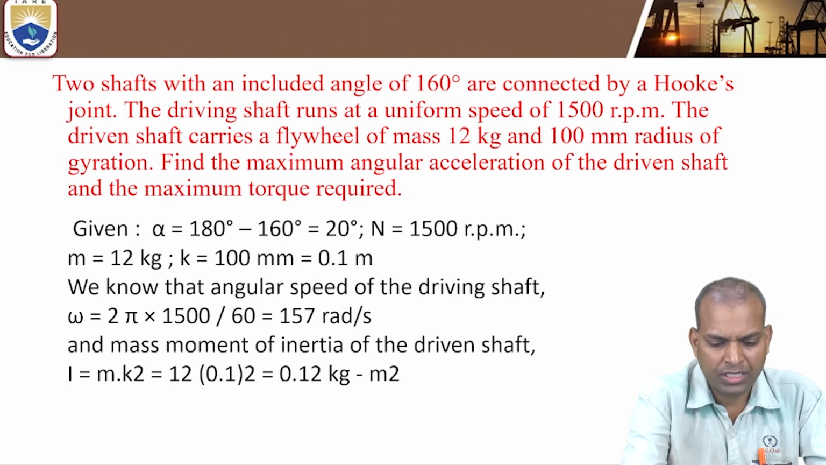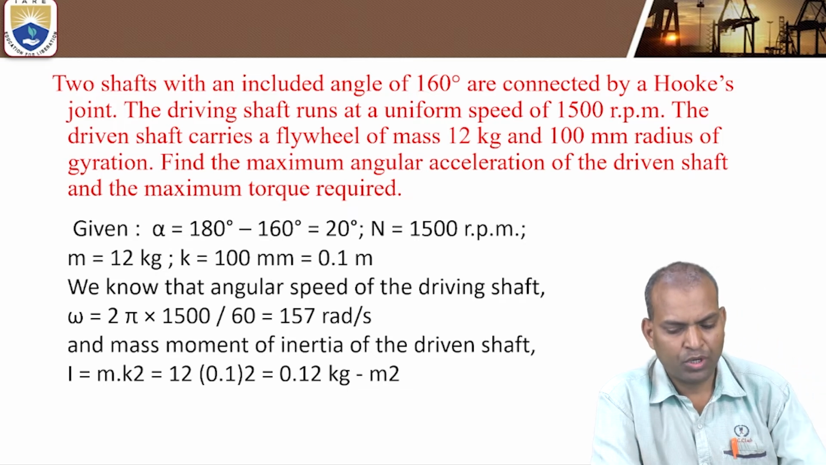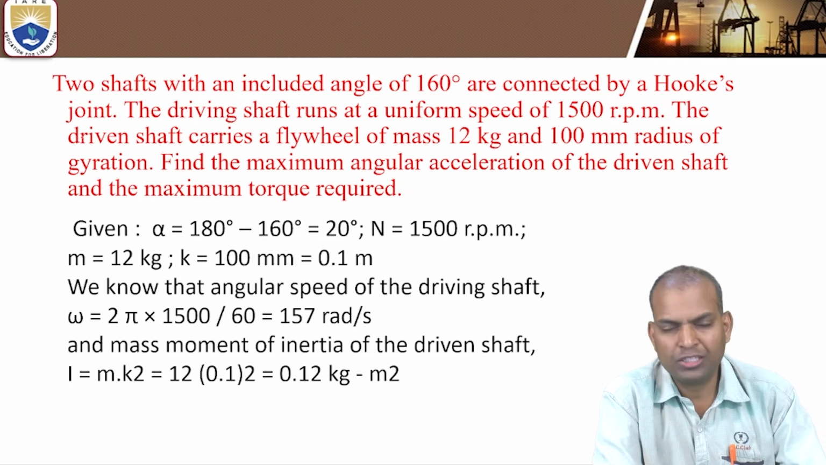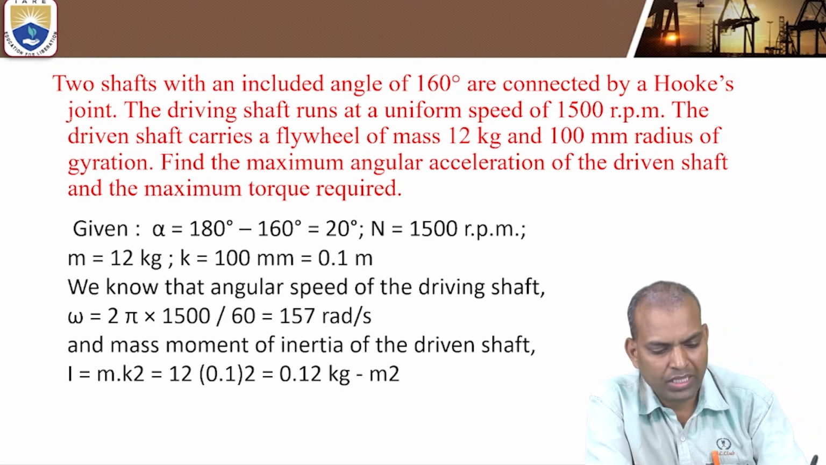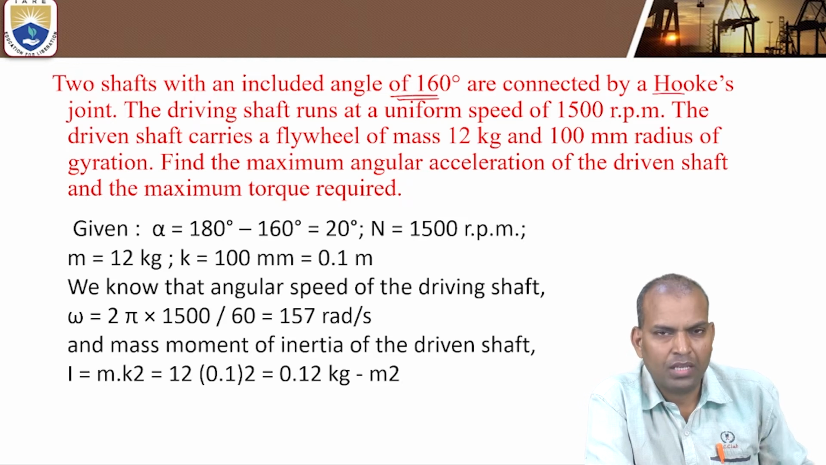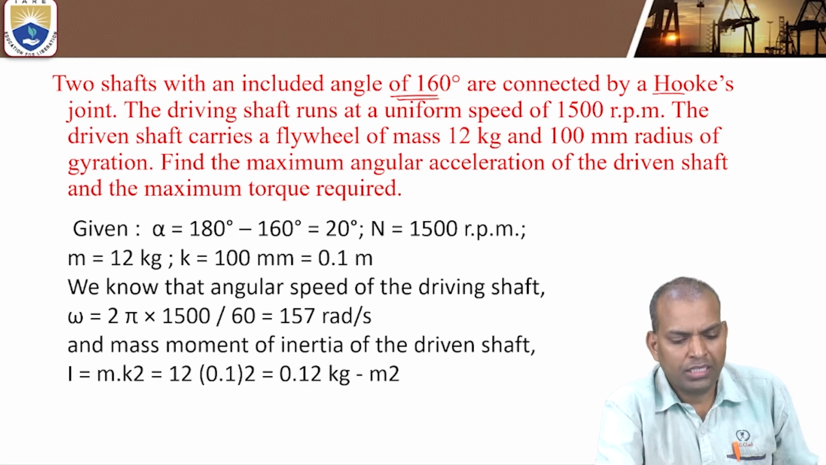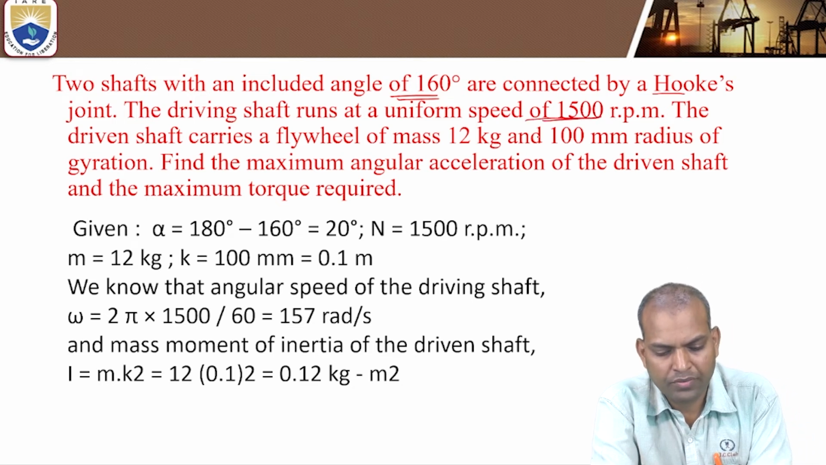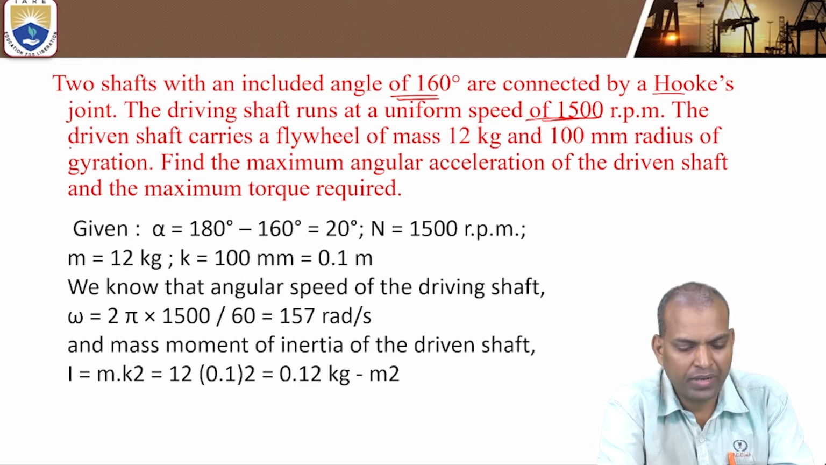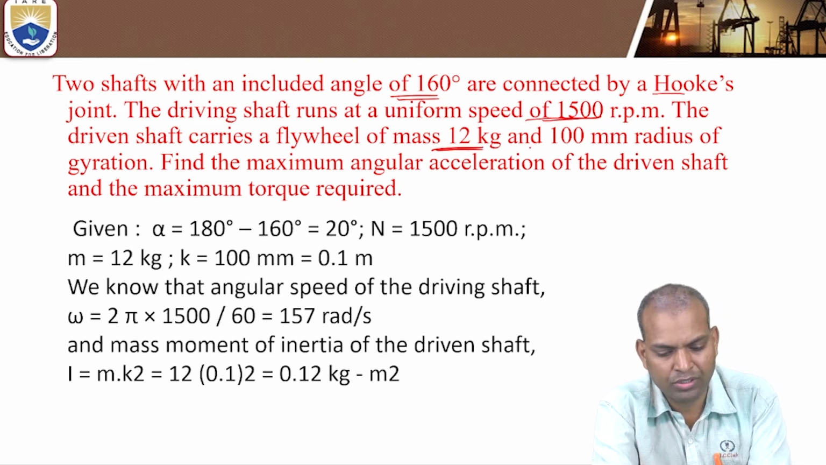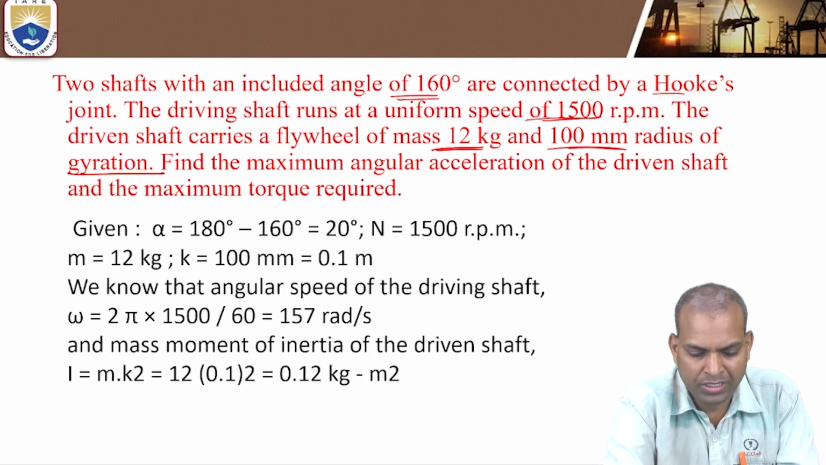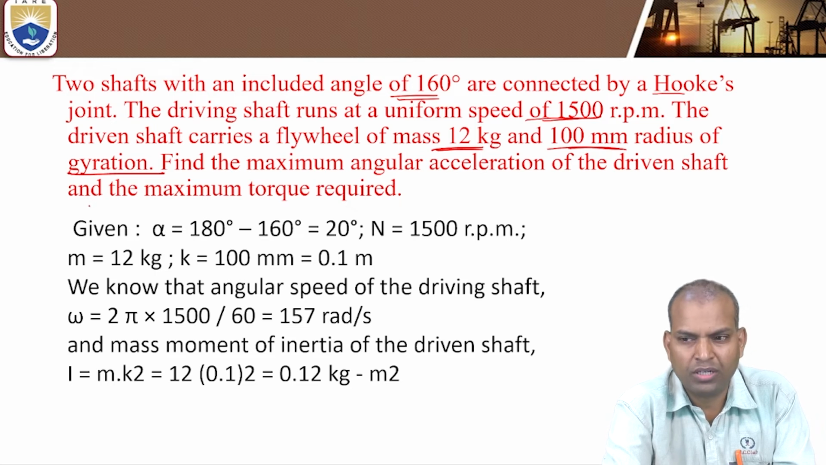Next, in the next problem, we can see this is another model. So far we covered all models. Now we are going to practice a few problems based on the same models. Two shafts with an included angle of 160 degrees are connected by a Hooke's joint. The driving shaft runs at a uniform speed of 1500 revolutions per minute. The driven shaft carries a flywheel of mass 12 kilograms and 100 mm radius of gyration. Find the maximum angular acceleration of the driven shaft and the maximum torque required.